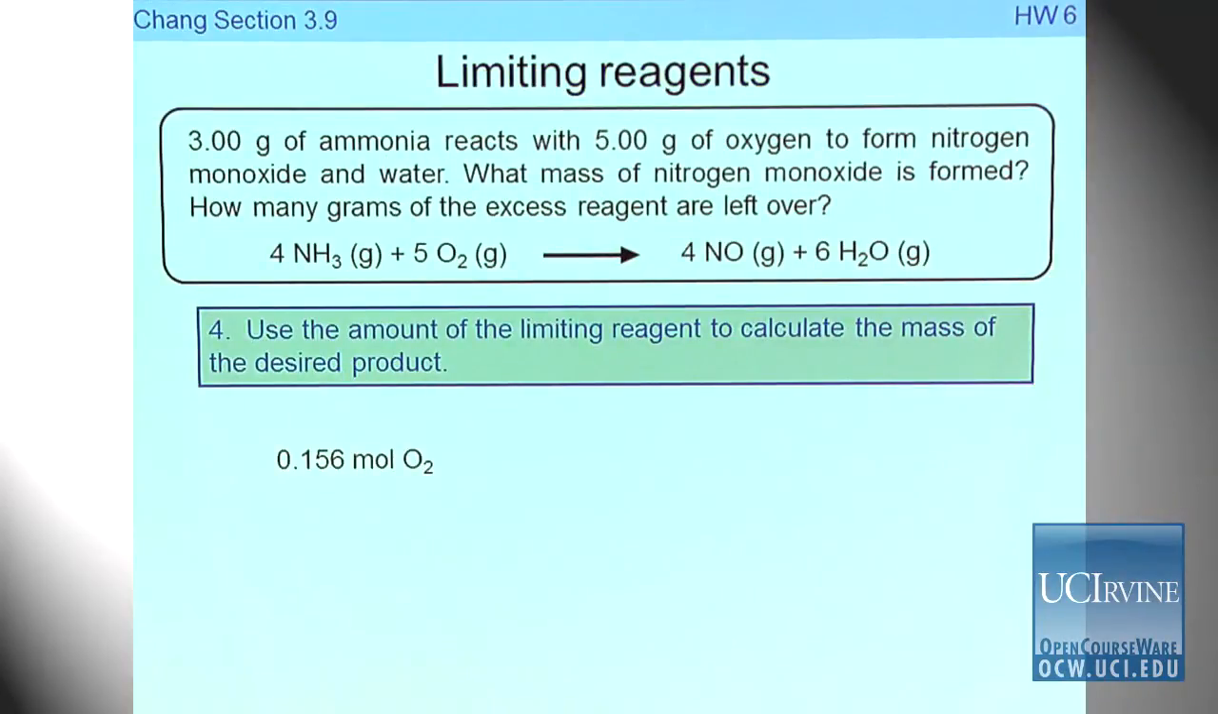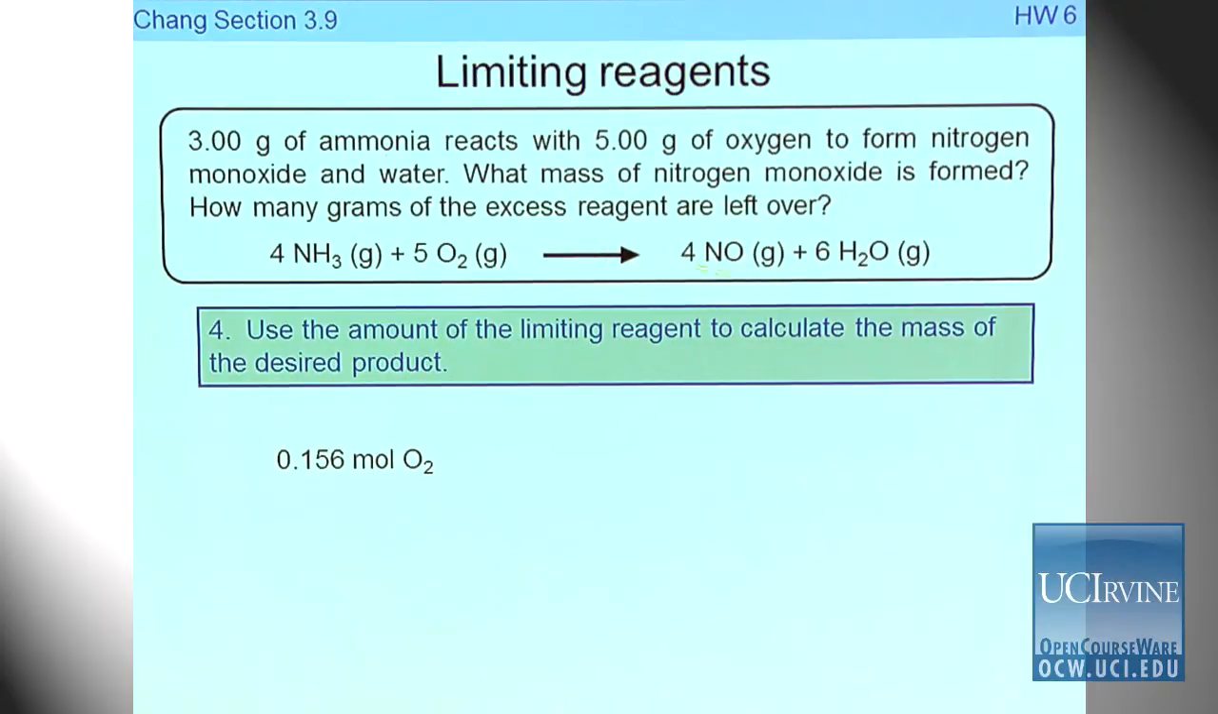So what I'm going to do is, I'm going to say, look, I have 0.15 moles of oxygen. Oxygen is the limiting reagent. And that's the number I just calculated. Then, I would like to know, for each mole of oxygen, how many moles of nitrogen monoxide do I generate? In other words, what is the mole ratio between the two? So I'm going to convert the number of moles of oxygen into the number of moles of the product. How? By making the mole ratio between the two.